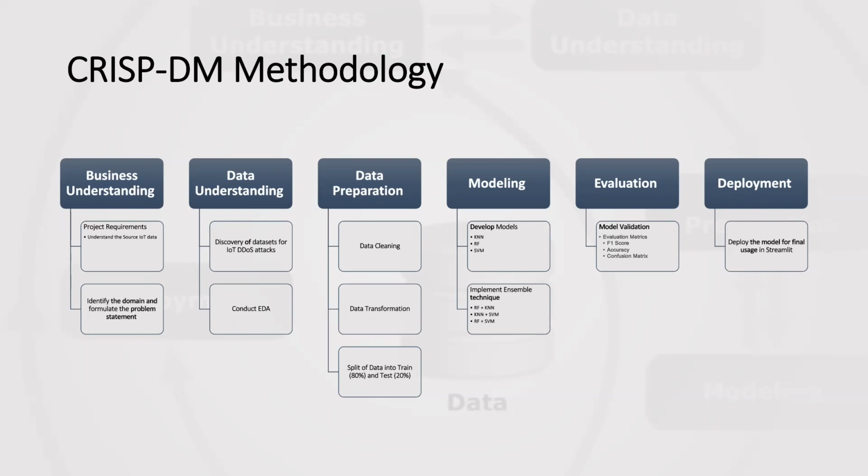The fourth step is modeling, where we develop several models for this project, implement ensemble techniques on the developed models, and evaluate the performance based on certain evaluation metrics. And last is the deployment phase, where we deploy our project in the Streamlit application for users' access and visibility.